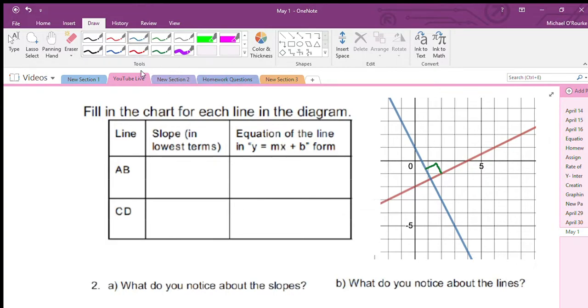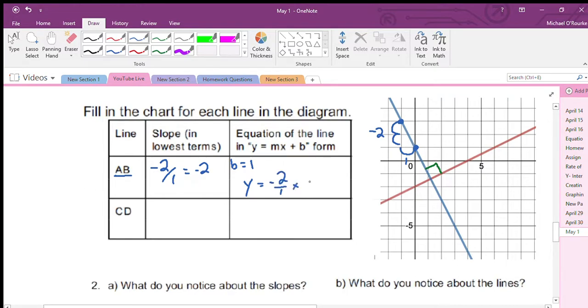So where's blue here? This will be my blue. So my slope of this line, so let's pick 2 points. I'm going to pick this point and this point. Let's go rise over run, so down 2 over 1. So my rise over run is negative 2 over 1, which I can just write as negative 2. But I'm going to leave as 2 over 1 right now. And my b for this one is 1. That's where it crosses. So my equation would be negative 2 over 1x plus 1.